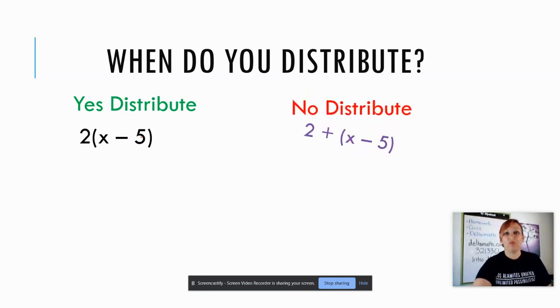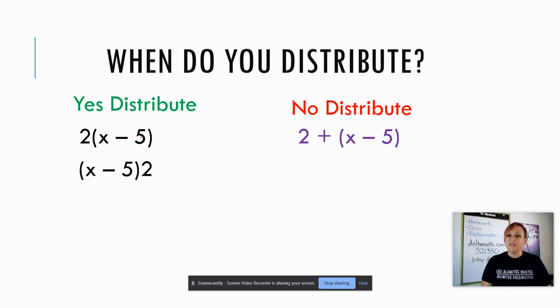Here's an example of when we shouldn't distribute. This problem is very similar to the first one, but the 2 is not right next to the parentheses. It's separated by an adding sign. Since the 2 is not right next to the parentheses, we would not distribute on this problem. Here's another example where we would distribute. Even though the 2 is not right in front of the parentheses, it is right next to the parentheses. It's just written on the other side. Since it's right next to the parentheses, we would distribute that 2.